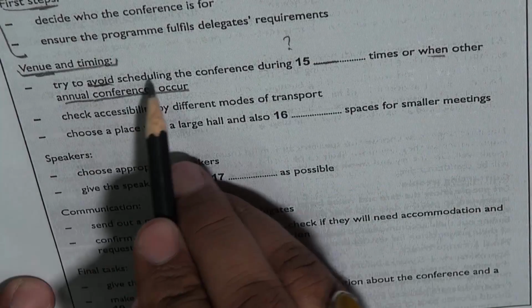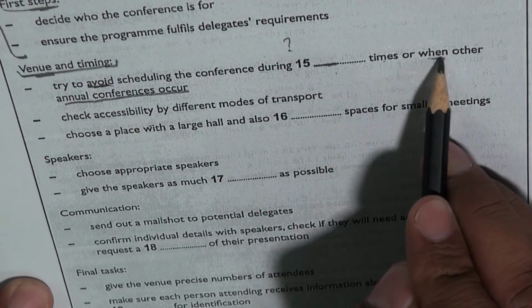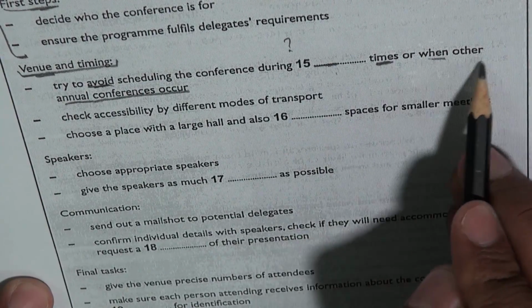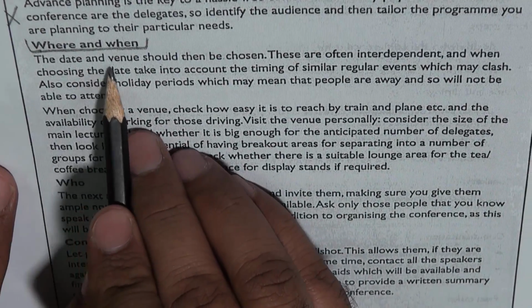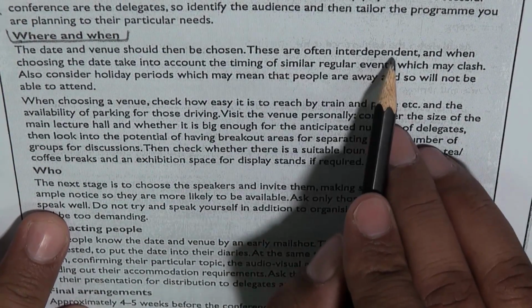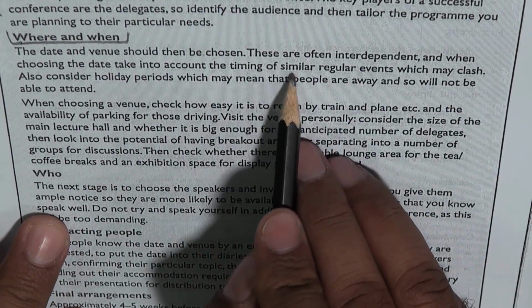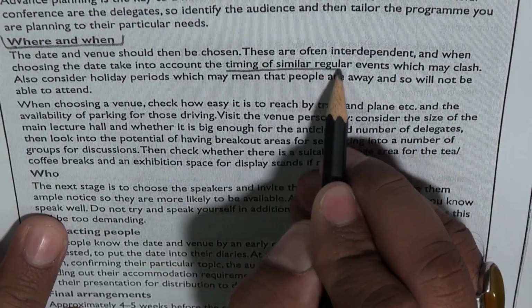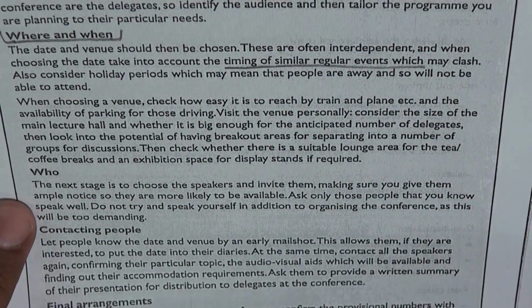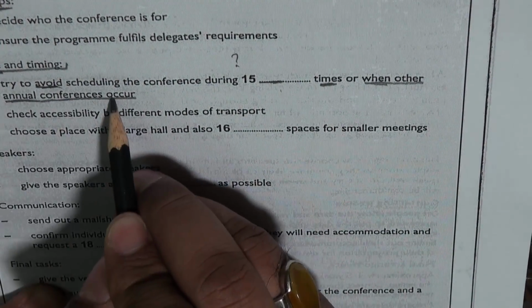Now let's see. Our question is, try to avoid scheduling the conference during dash times, or when other annual conferences occur. Now for times there can be any other word. Let's see that. The date and venue should then be chosen. These are often independent, and when choosing the date, take into account the timing of similar regular events. See that? Timing of similar regular events which may clash. Now for this they have mentioned when other annual conferences occur.